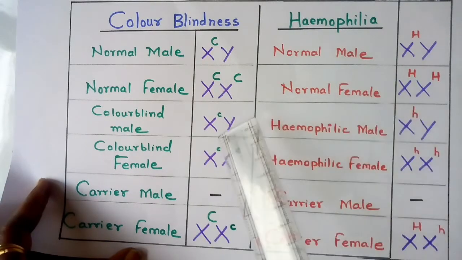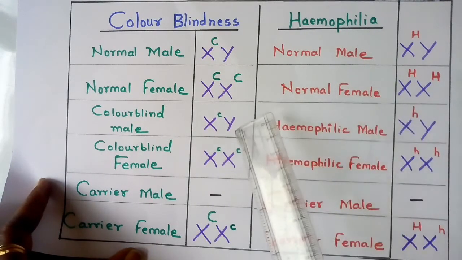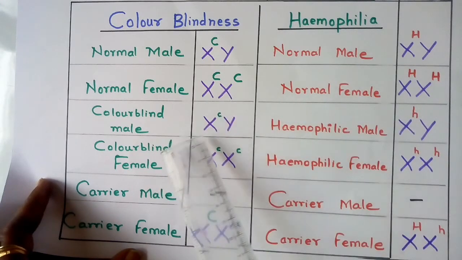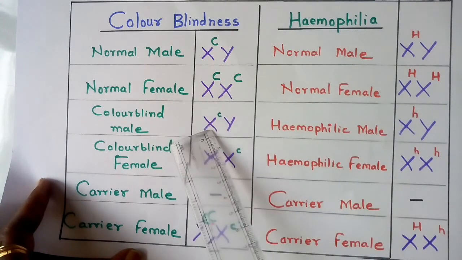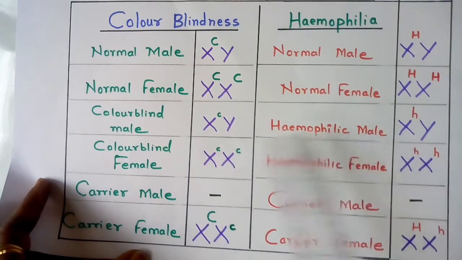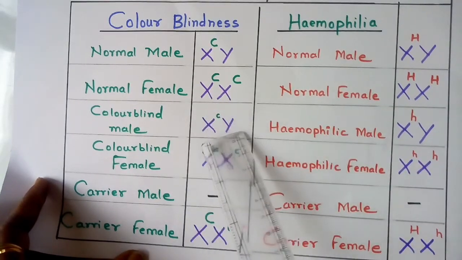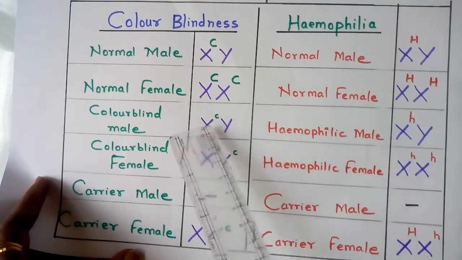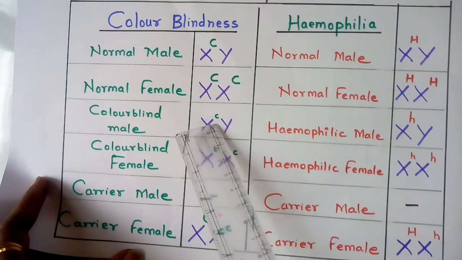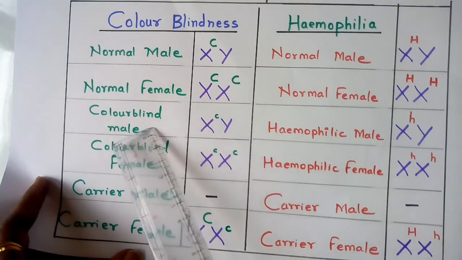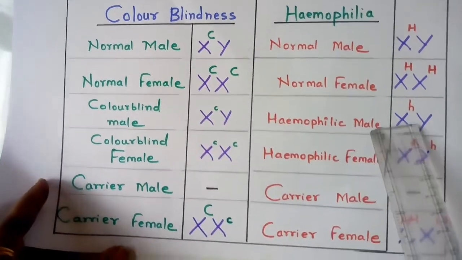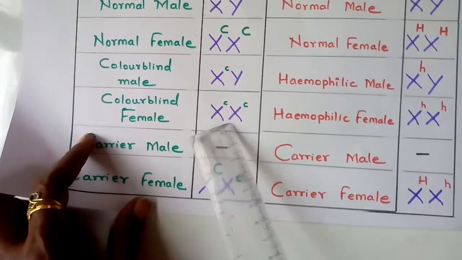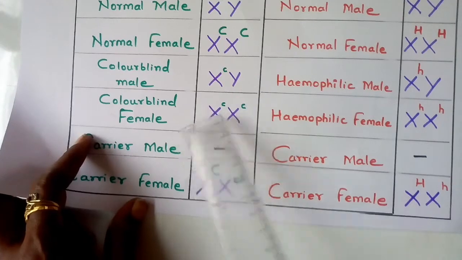Whereas this shows that the X chromosome is carrying a recessive gene, and these are males because the Y chromosome is present. That means this is a male, and the recessive gene is present on the X chromosome and its alternative allele or dominant gene is not present on the Y chromosome to suppress the effect of this gene. Hence males are colorblind.